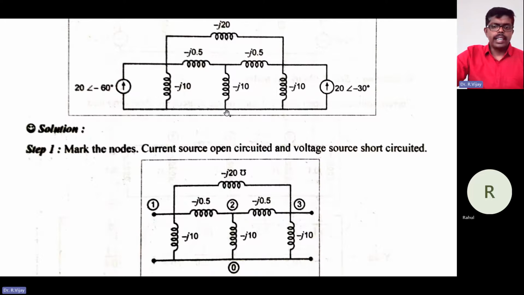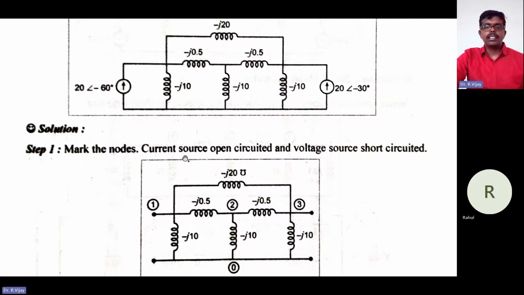But if you want, you can take it. That is the reference node. Reference node that you can take as zero node, or otherwise you don't take also. It will not make much impact on that. So 1, 2, and 3. Three nodes are there.